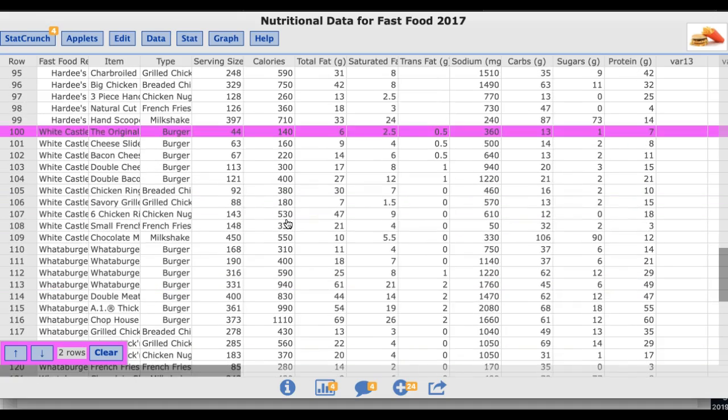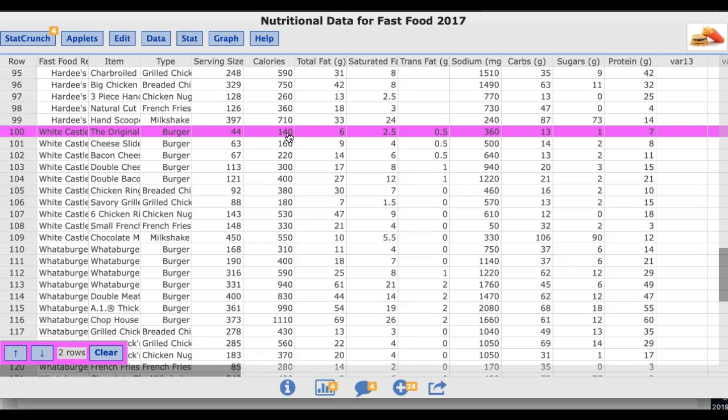And if we go down here, we have White Castle. Okay, and I guess this is the original something or other. It's a burger, only has 140 calories. So over 1,000 less, right? But these observations, are they unusually small? Right, there's a difference between being the smallest amount and the unusually smallest amount. So meaning we're talking about outliers.